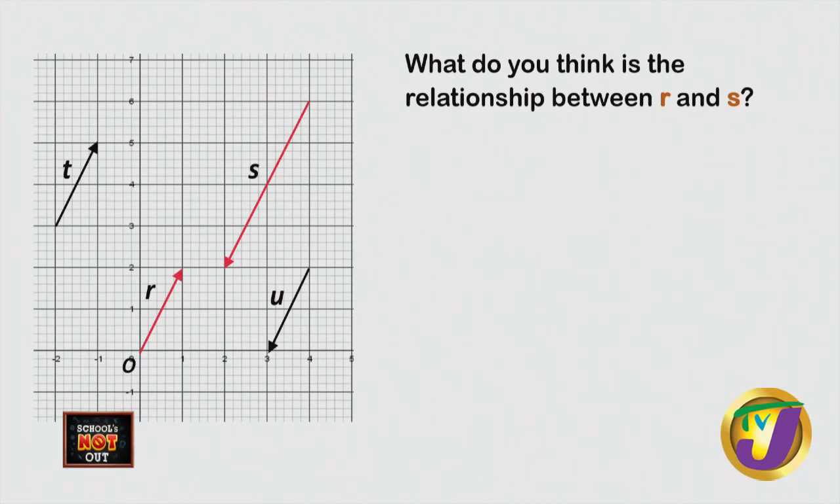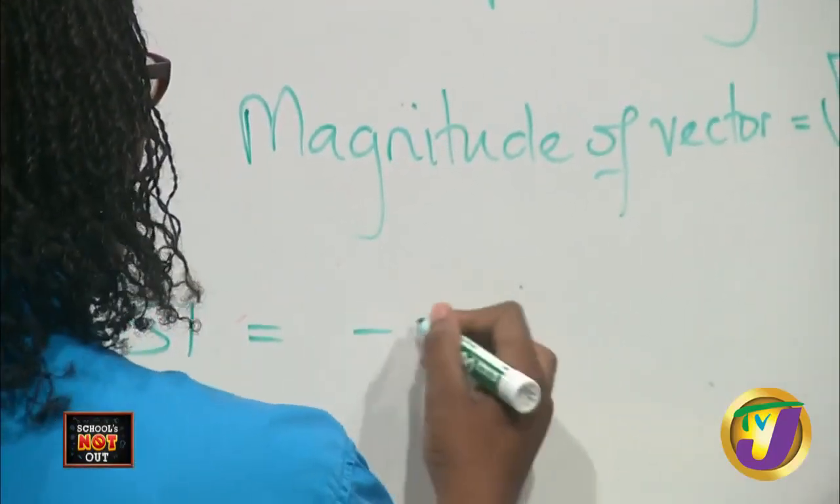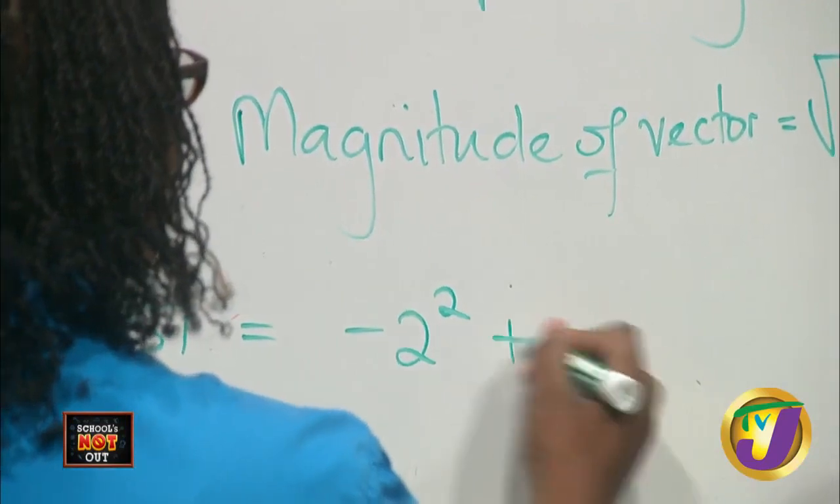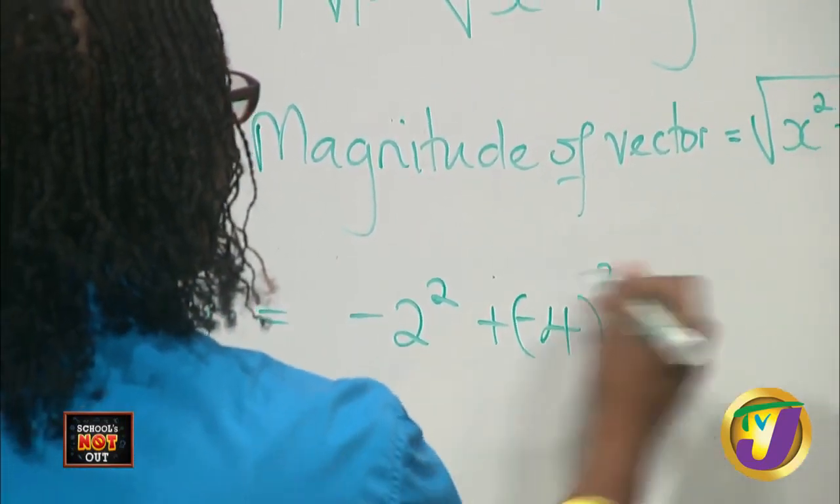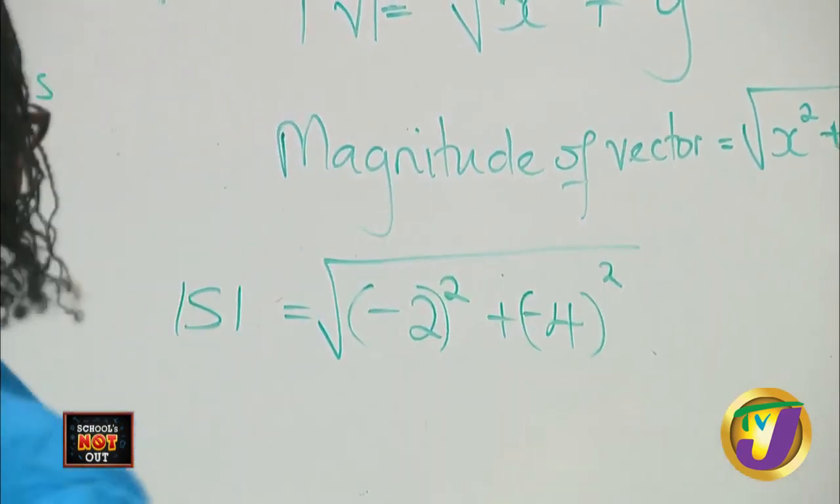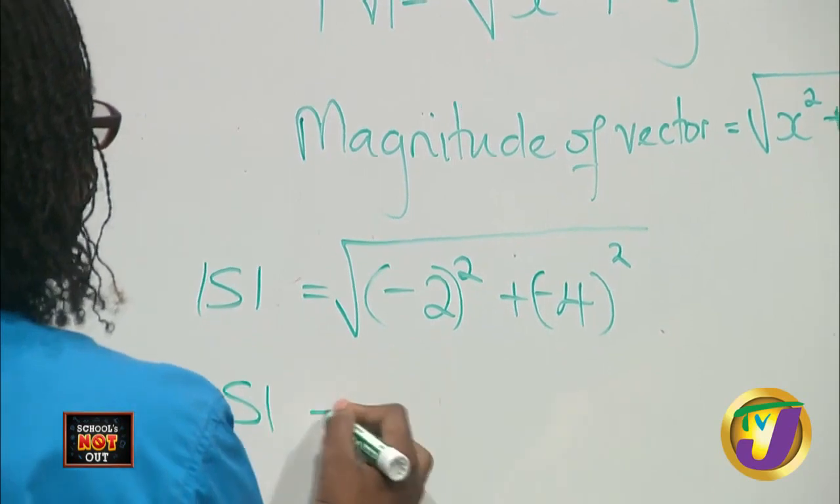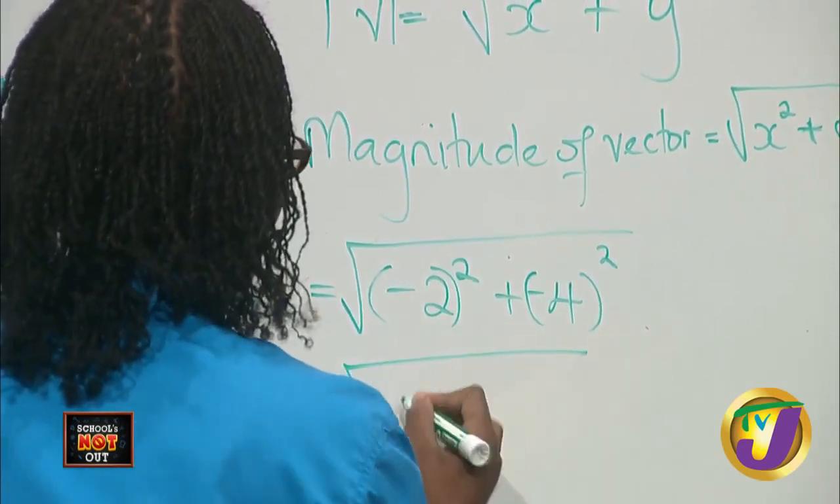So we know that it's going downwards, so we go 1, 2. So that's -2 for the X component, and then 1, 2, 3, 4, -4 for the Y component. All right. So let's quickly set that up. So the magnitude of S, what is -2 squared? That's 4. And -4 squared is 16.